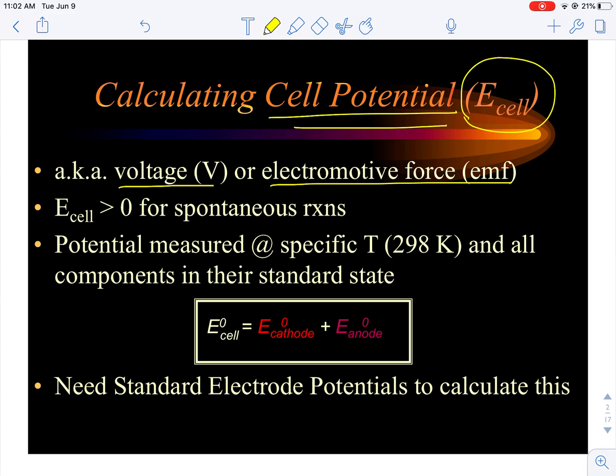In order for us to know whether we're going to have a spontaneous or a non-spontaneous reaction, when we do the math, our cell potential has to be positive. It has to be greater than 0 for a spontaneous reaction.